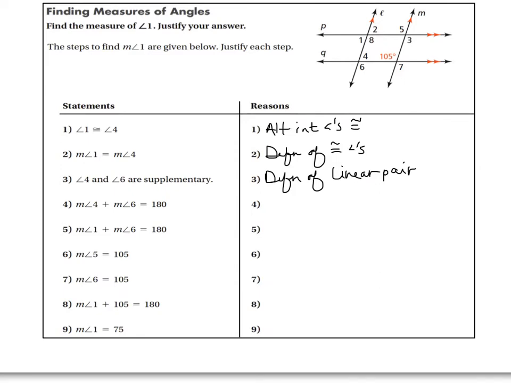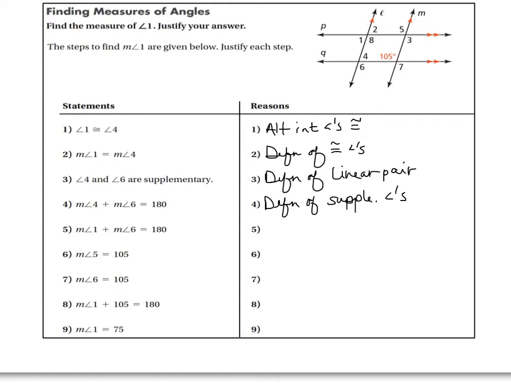Now, on the next one, then, they say that the two angles added together now, 4 and 6, 4 plus 6 is equal to 180. So 4 and 6 will add up to be 180. This is the case of the definition of supplementary angles. Okay, definition of supplementary angles. You say that they're supplementary because they're a linear pair, then you can say they add up to be 180. That's the definition of supplementary angles.